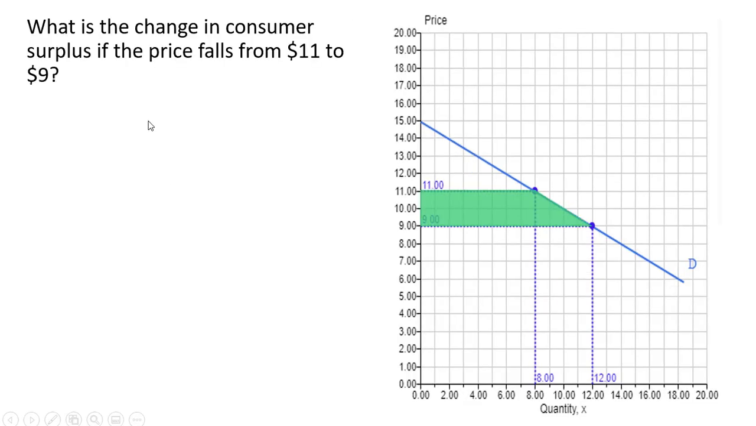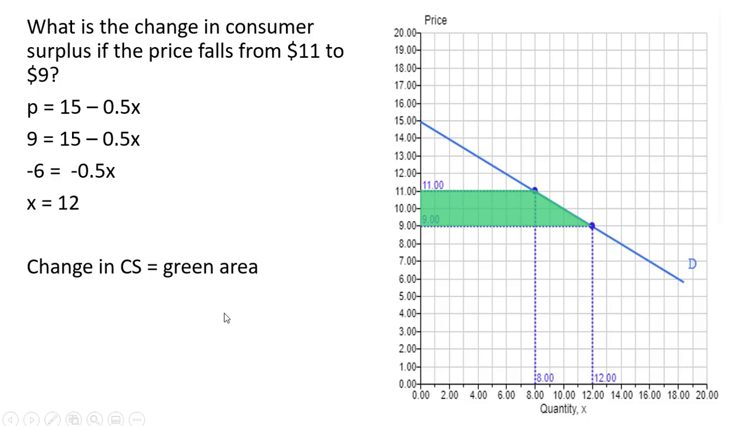Our next question is, what is the change in consumer surplus if the price falls from $11 to $9? We have a $2 decrease in the price. And so we're going to take our inverse demand, plug $9 into it, and solve for the quantity demanded, or X. And X in this case will equal 12. So at a price of 9, the consumer would buy 12 units.